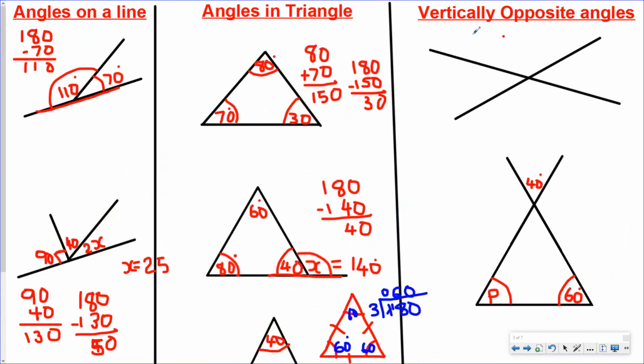Now we go to vertically opposite angles. Who's got the X factor? Vertically opposite angles are opposite angles, and they're equal. It has to be a straight line. So if this angle here is 70 degrees, what do you think this angle is going to be? 70 degrees. And then guess what? This now is a straight line, so if that's a straight line, what's this going to be then?